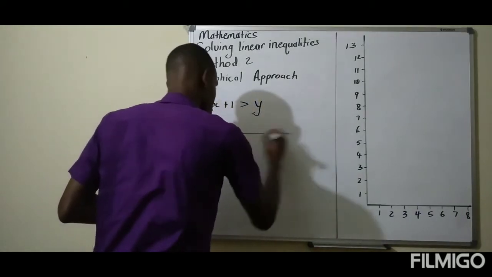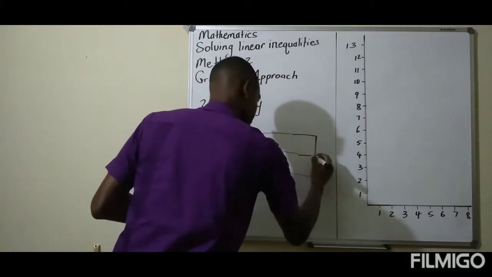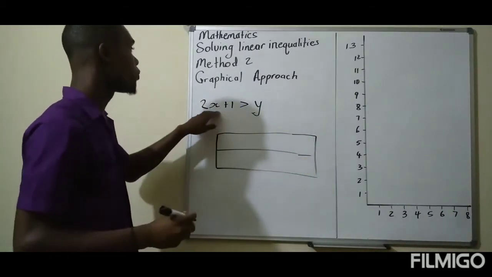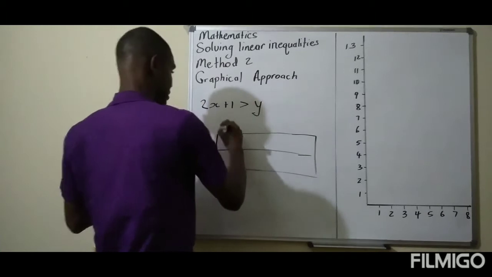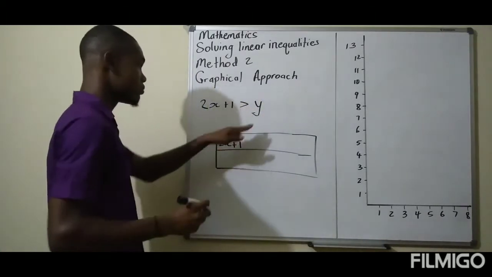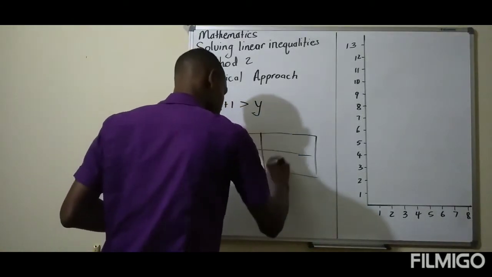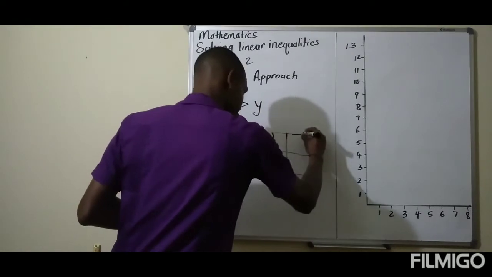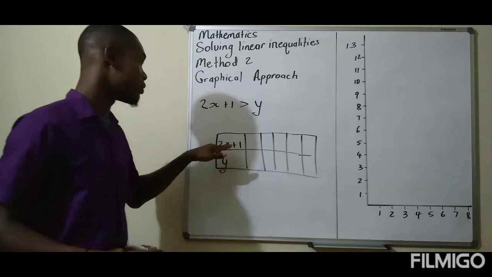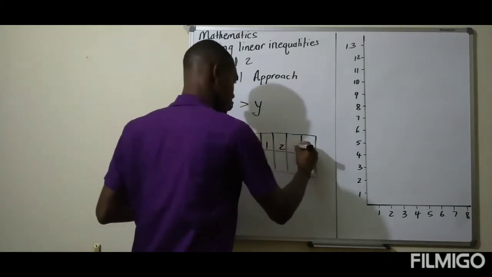So first thing you do, you create your box. In the top row of your box, you put the side that has the variable x in it. So you put your 2x plus 1. Then at the bottom, you put your y variable. Then you continue to create the box to have different rows and columns. So now in each row with the variable of x, you'll put your numbers. So 0, 1, 2, 3, 4.